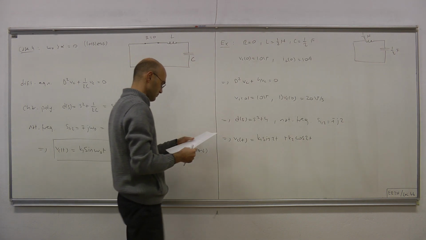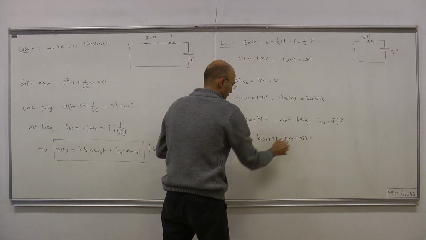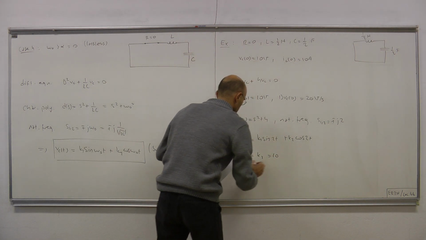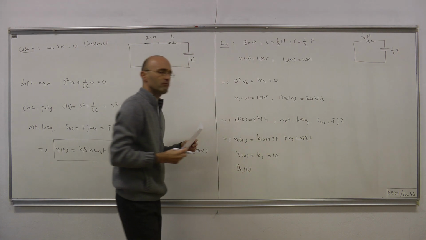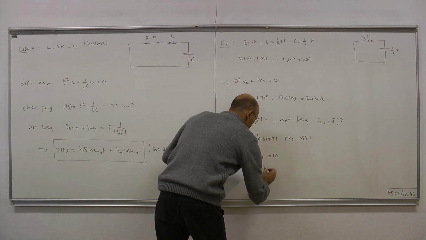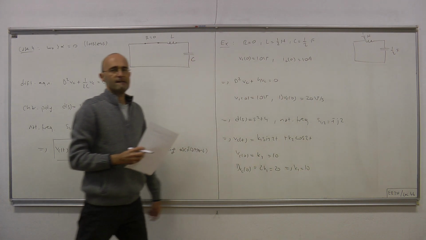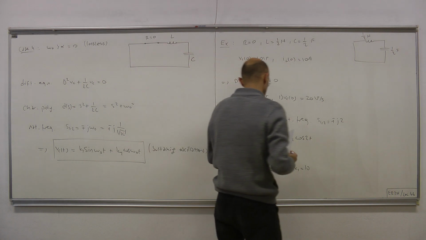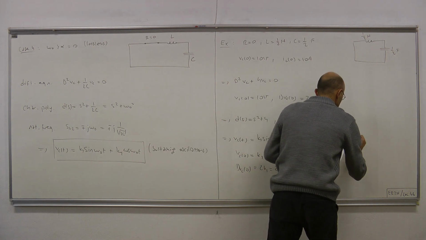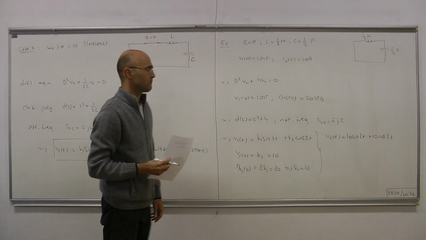Plug in t equals 0. We have K2 because sine disappears at t equals 0, and K2 must equal 10. And differentiate and then plug in t equals 0. This time you have 2K1 equals 20, yielding K1 equals 10. Therefore, we have VC(t) equals 10 sine 2t plus 10 cosine 2t.